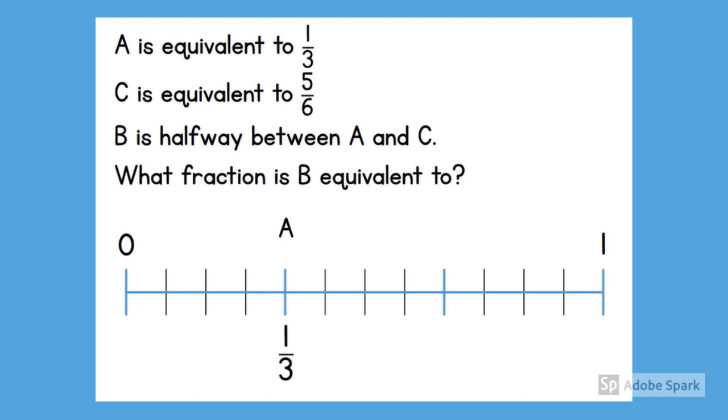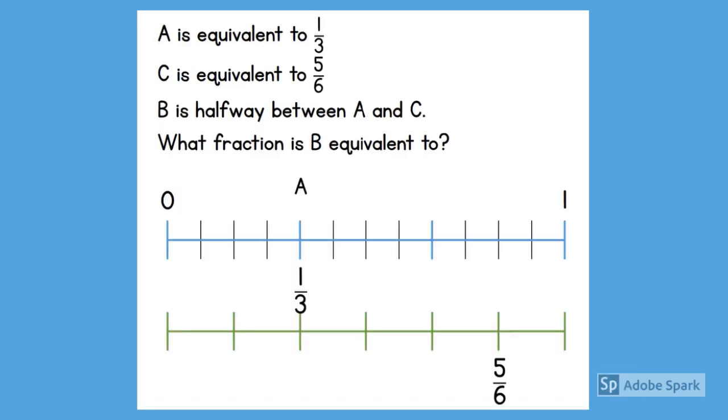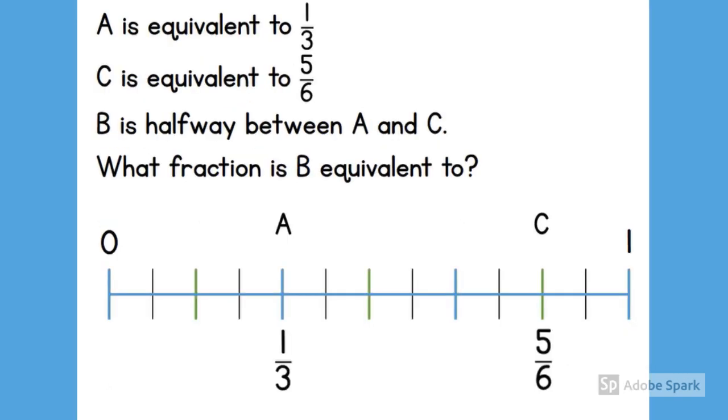And let's move on to C. C is equivalent to 5/6. How can we work this out? Once again, the number line has 12 equal parts, and we need a number line with 6 equal parts. Let's count back from a whole one of 6/6 to 5/6, and now compare it with the first number line. So now we can place 5/6 on the number line and label it C.